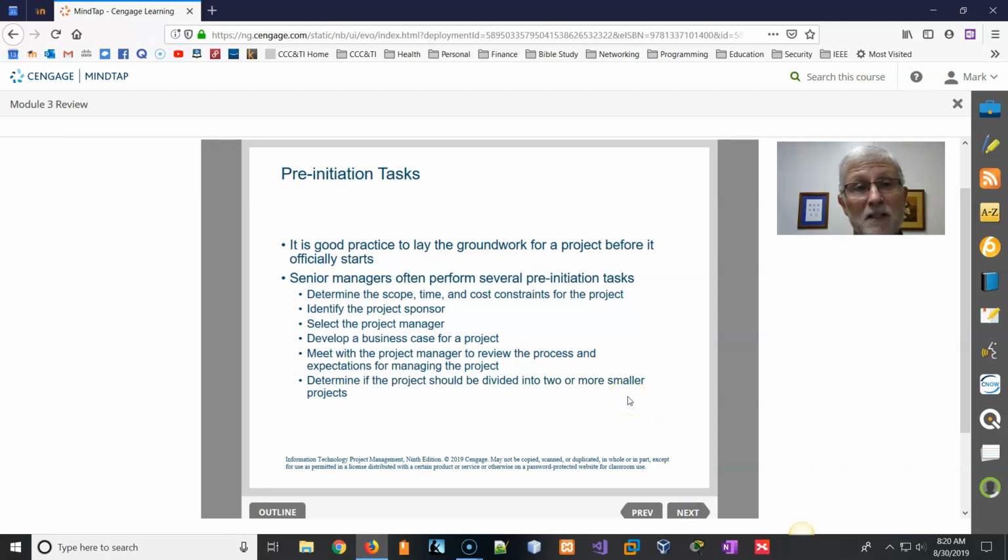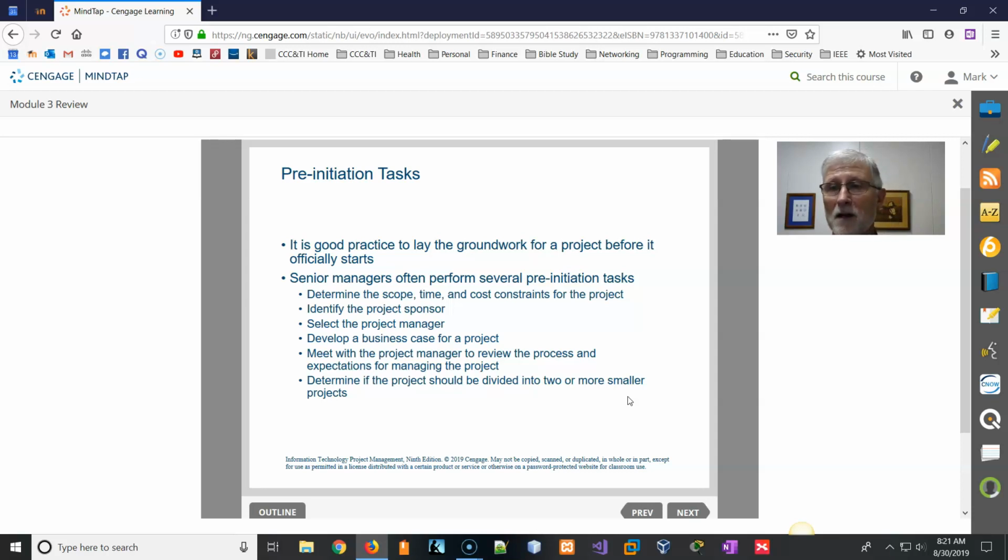Now, these pre-initiation phases, it's good practice to lay the groundwork before a project initially starts. Usually it's your senior management team. They determine the scope, the time, how much money they're going to give you. They'll probably identify if the project's big enough, who's going to sponsor this, who's going to be the project manager. They probably will build a business case to say, okay, I've got to sell 1,000 of these widgets to turn a profit if I do it in a certain amount of time.